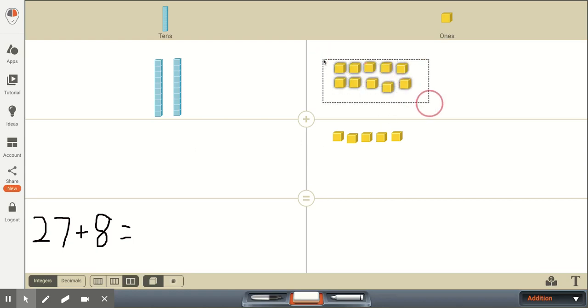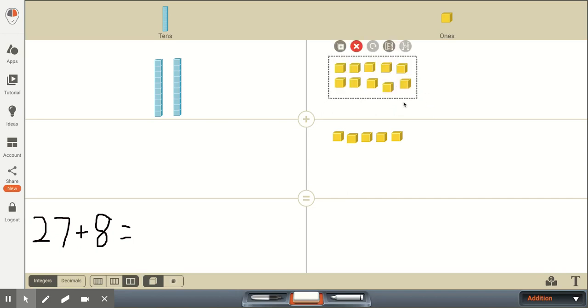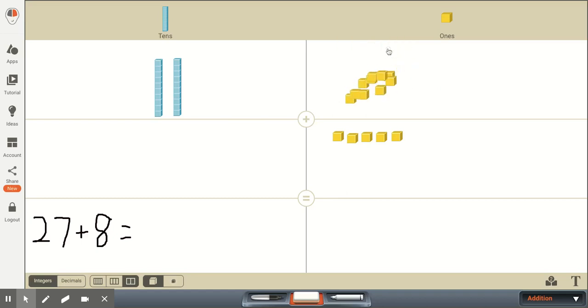Let's see what we can do with those 10 ones. Those 10 ones, we will now turn into a 10. We'll place it in the tens frame, and now we can get the sum of 27 plus 8, and we now see that it's 3 tens plus 5 ones, or we have the answer of 35.